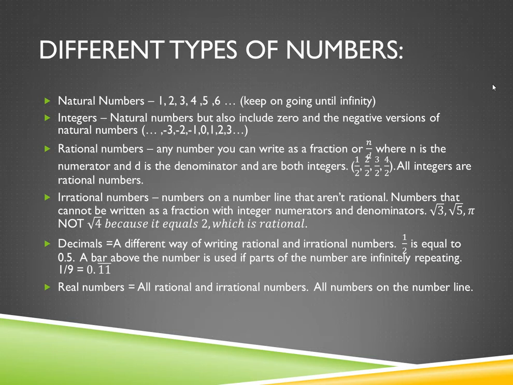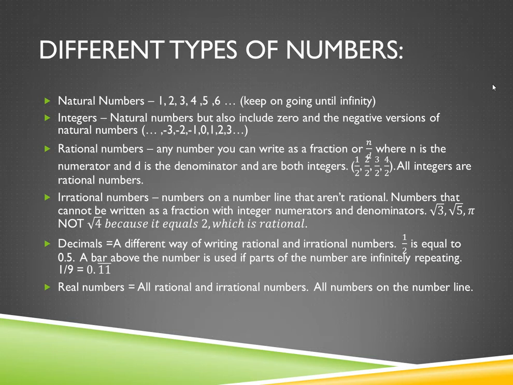Now rational numbers are any numbers you can write as a fraction, or in the form n divided by d, where n is called the numerator, and d is called the denominator, and both of these numbers are integers. So this sounds kind of complicated, but just think about it as like 1/2, 2/2, 3/2, 4/2. Just see that all of these are written as a fraction, and both the top and bottom are integers, and as long as you can write that, that's what's called a rational number.